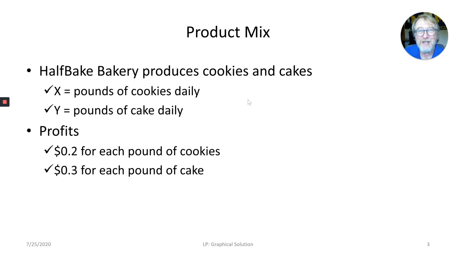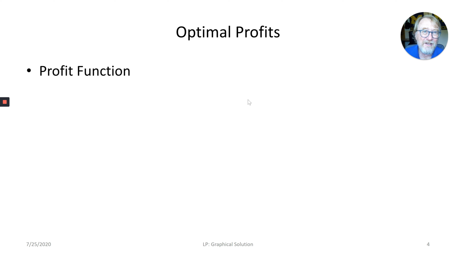So we're just going to measure everything in terms of pounds. I know that might not be true in practice, but let's just call it pounds because that's simplistic, and I like simple things, if that's all right with you. All right. So first thing I gotta do is, 20 cents for every pound of cookies, 30 cents for every pound of cake. What's our profit function? What's our total contribution for making cookies and cakes for the day?